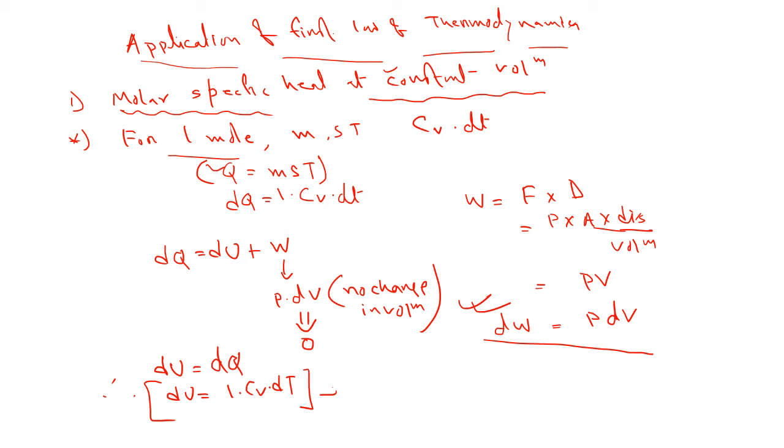So this is for constant volume. The first application we can get: dU equal to 1 Cv dot dT for constant volume. Here we can use the specific heat formula, then put the value into this formula. Then using the first law of thermodynamics, and here there is no change in volume, that's why this part is 0, so we can get dU equal to 1 Cv dot dT.